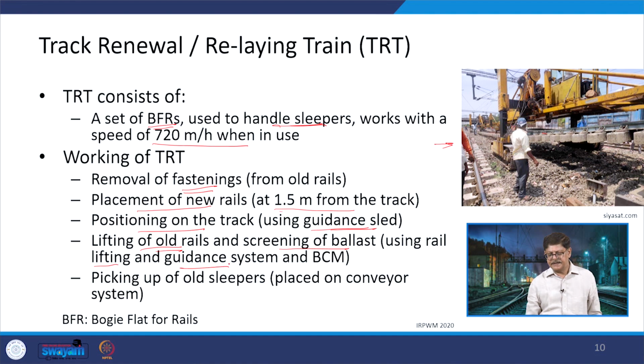For that, it will be using the rail lifting and guidance system as well as the BCM, that is the ballast cleaning machine. So, it also has another machine which is the ballast cleaning machine. It has a system for sleepers, a system for rails, a system for ballast, everything is there. Then it picks up the old sleepers and they are placed on the conveyor system and go back into the train. So, you are stacking the old sleepers at one location, the new sleepers will come again, and this recycling will keep going as per the movement along the track.